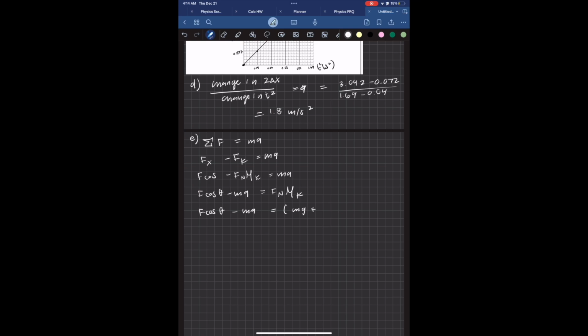And then after that, you basically just isolate for mu k. So what I did was I divided by mg plus f sine theta, and then that will get me what I need for the equation for mu k.